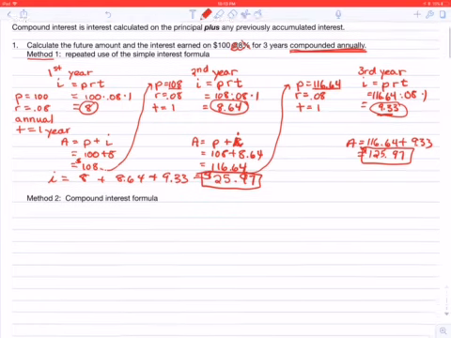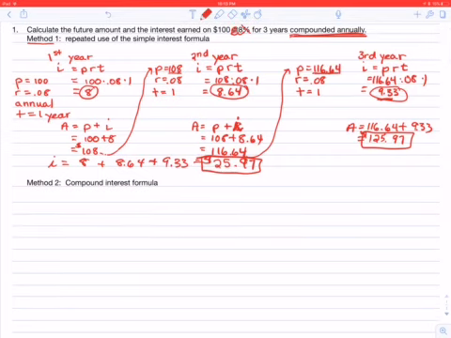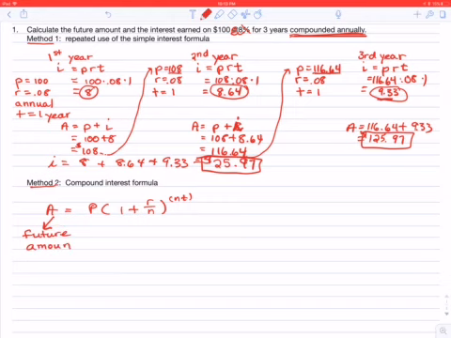Another method to calculate the compound interest is to use the compound interest formula. So the formula looks like this. The A in this formula stands for the future amount, what will be in the account at the end of a specified period of time. The P, that's still the principal. That's the original principal, or original amount on deposit.